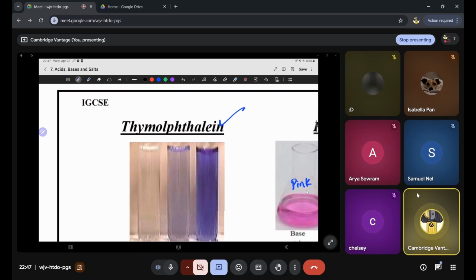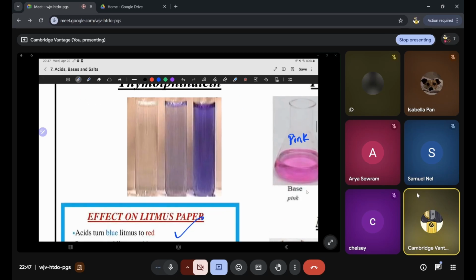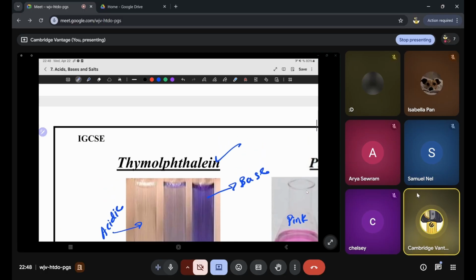And then thymolphthalein is a rarer one compared to phenolphthalein and methyl orange, but nonetheless, it is there. So in the acidic solution, it's colorless. In the basic solution, it is blue. And in neutral solution, it's in between.